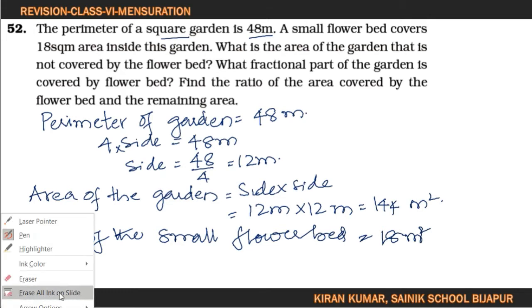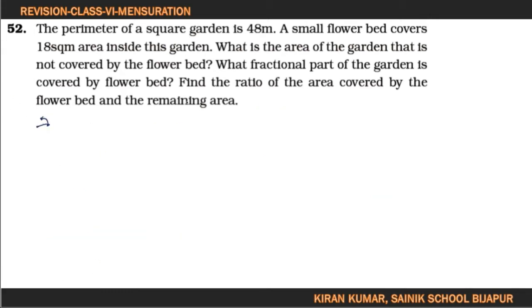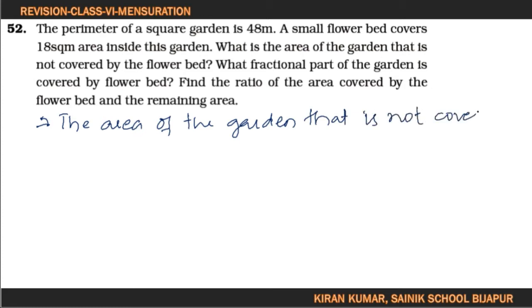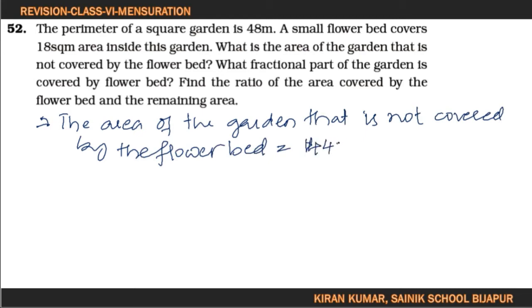Therefore, the area of the garden that is not covered by the flower bed will be, we need to subtract from 144 meter square, we need to subtract 18 meter square. You'll be getting 126 meter square.